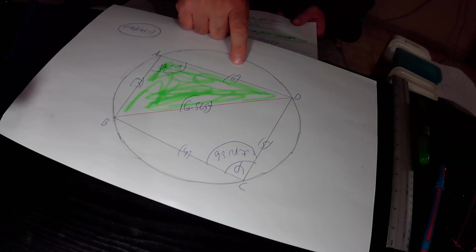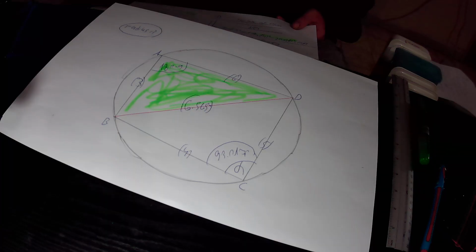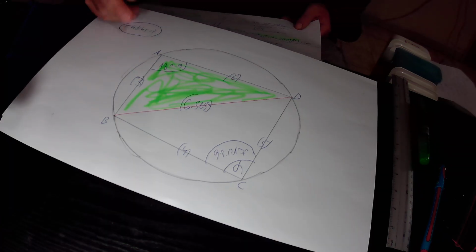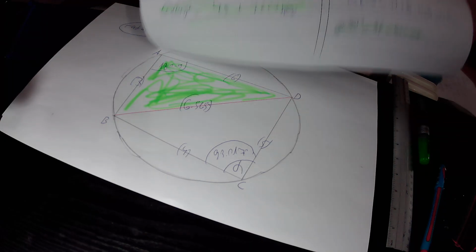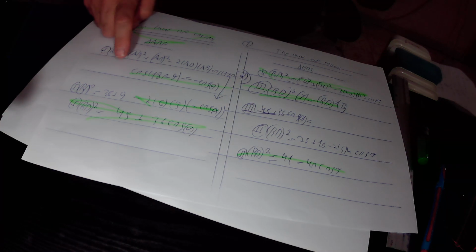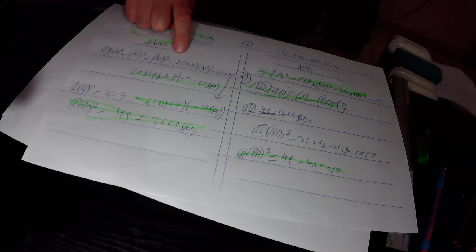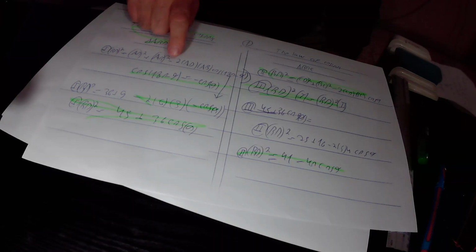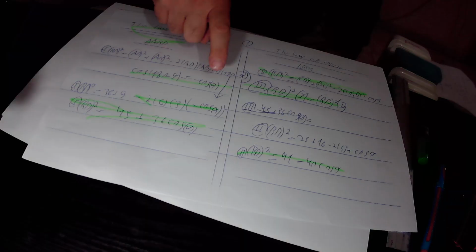AD is 6, therefore AD squared is 6 squared, plus AB squared. AB is 3, therefore AB squared is 3 squared, this is 9. AD squared equals 36, plus AB squared equals 9. We have minus 2 times AD, that is 6, times AB, that is 3, times cosine of 180 degrees minus alpha. According to this trigonometric identity, cosine of 180 degrees minus alpha equals minus cosine alpha.